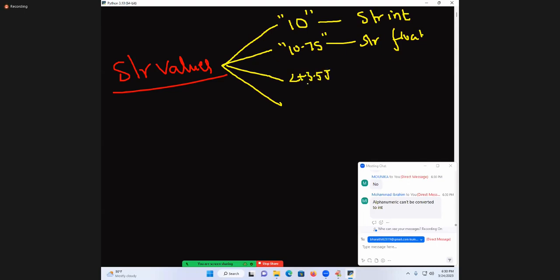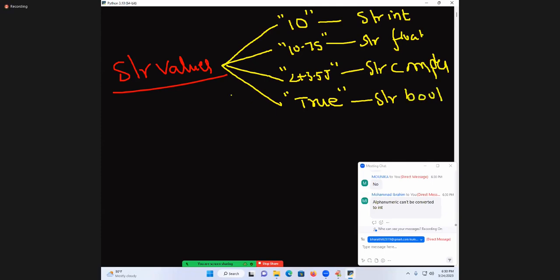2 plus 3.5j within the double quotes is what? str complex. Good. Next I am going to write True. True within double quotes is str bool. Now I am writing one more kind of str.